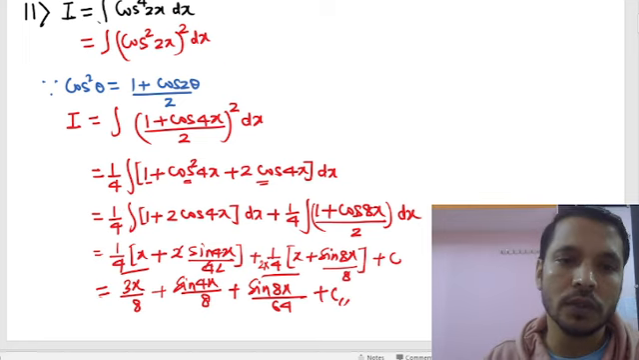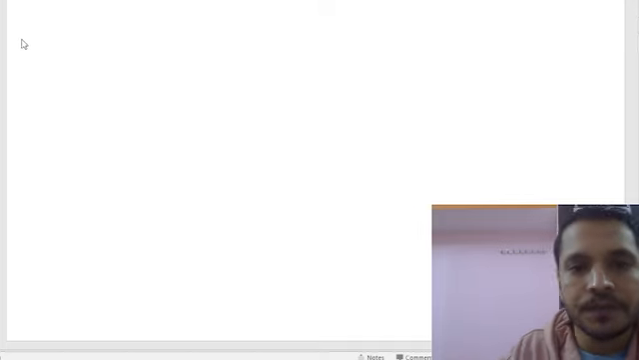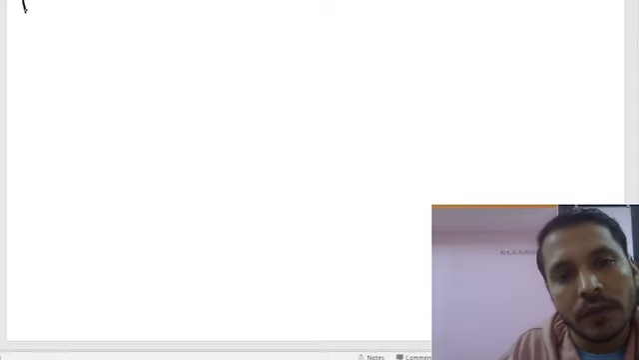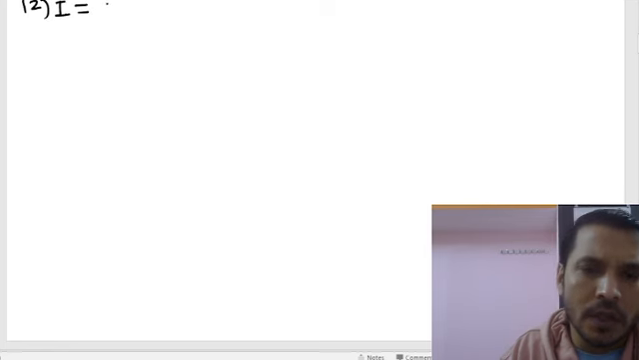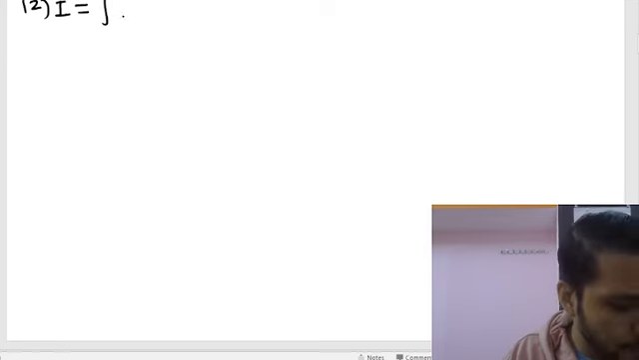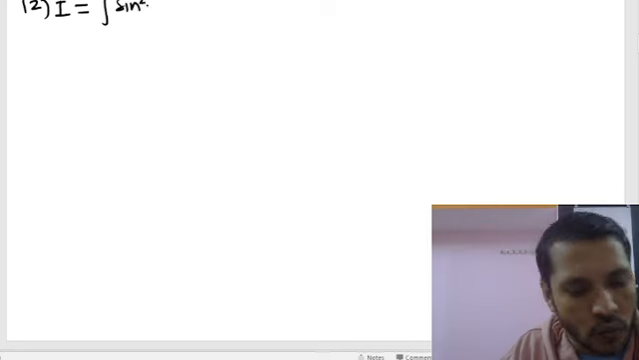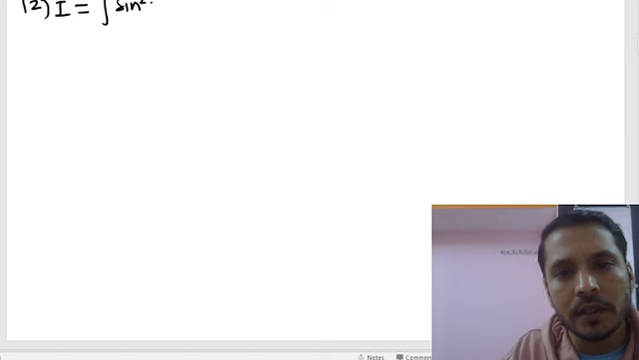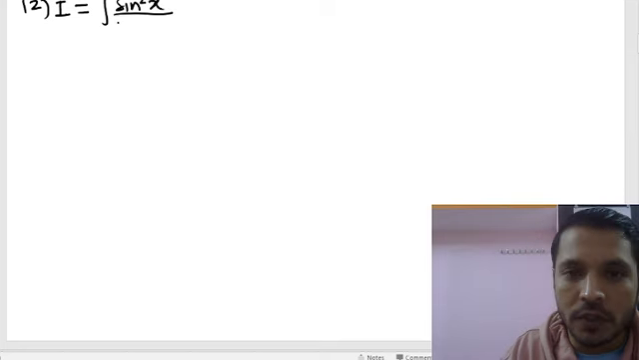Now we will move to question number 12. The question number 12 we have: I is equal to the integration of sine square x divided by 1 plus cos x.